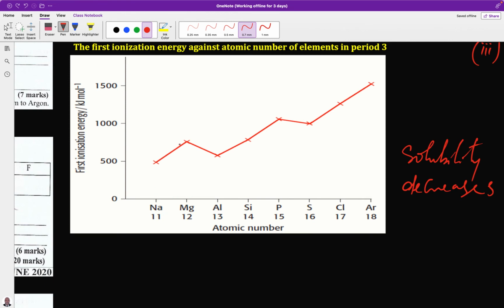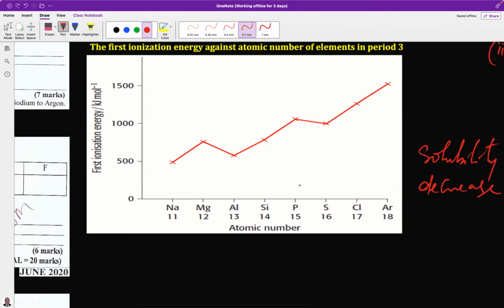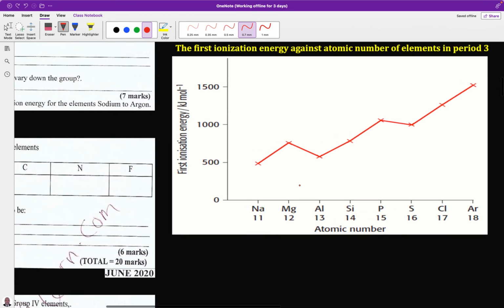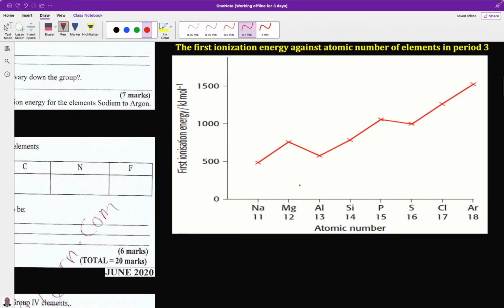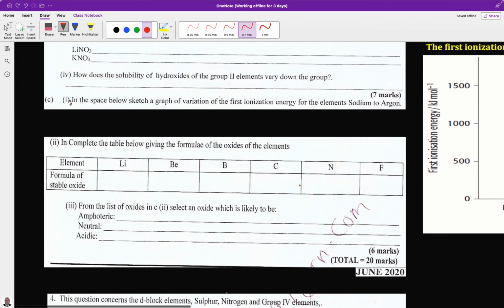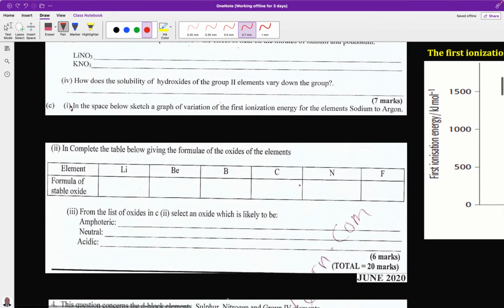This is how the sketch is supposed to be. It starts from right down at sodium, right up to magnesium and then drops. Then again it increases to phosphorus and then drops at sulfur. And now it increases. So that is how the whole thing is, like in a zigzag form. So you can do it like that, consistently increasing except at group 13 and group 16. Sketch that in the space provided.